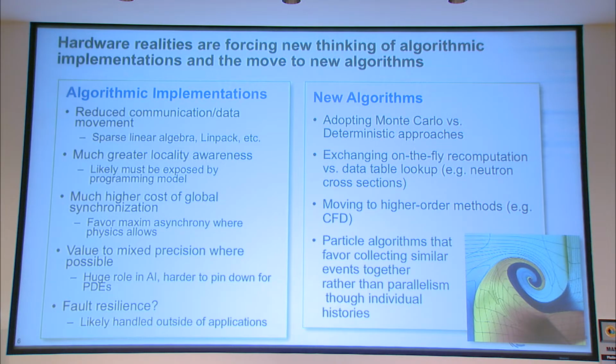So increasing locality awareness, this is something that the programming models need to expose, and this is some of the gaps that we have in our current programming models. Mixed precision. Is this something that can be valuable? It's already proven to be incredibly valuable for machine learning type techniques, as we've seen with the Gordon Bell winners from supercomputing this past year. But I think it's a little bit harder to pin down in traditional PDE, partial differential equation type applications. What does that really mean for PDEs?